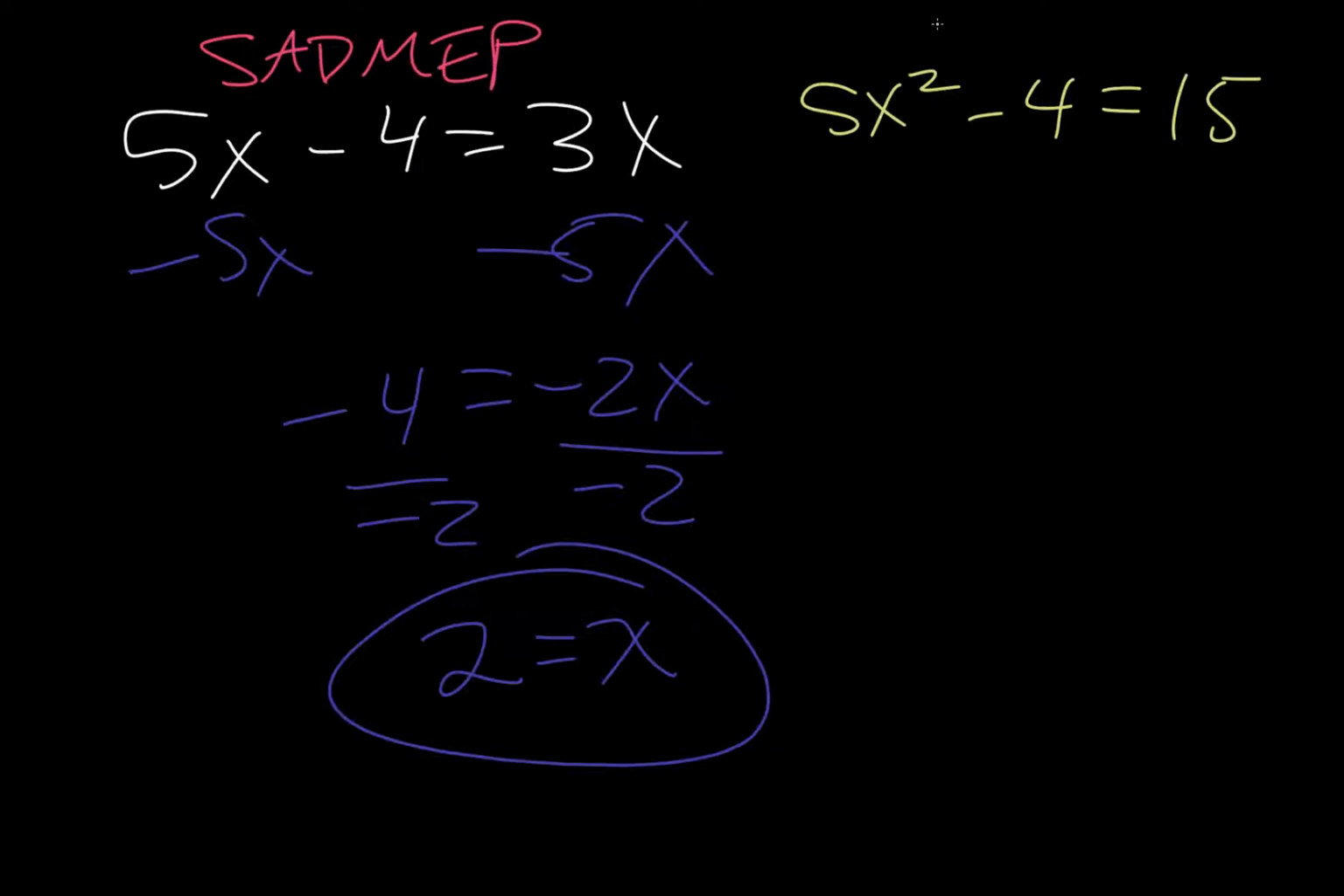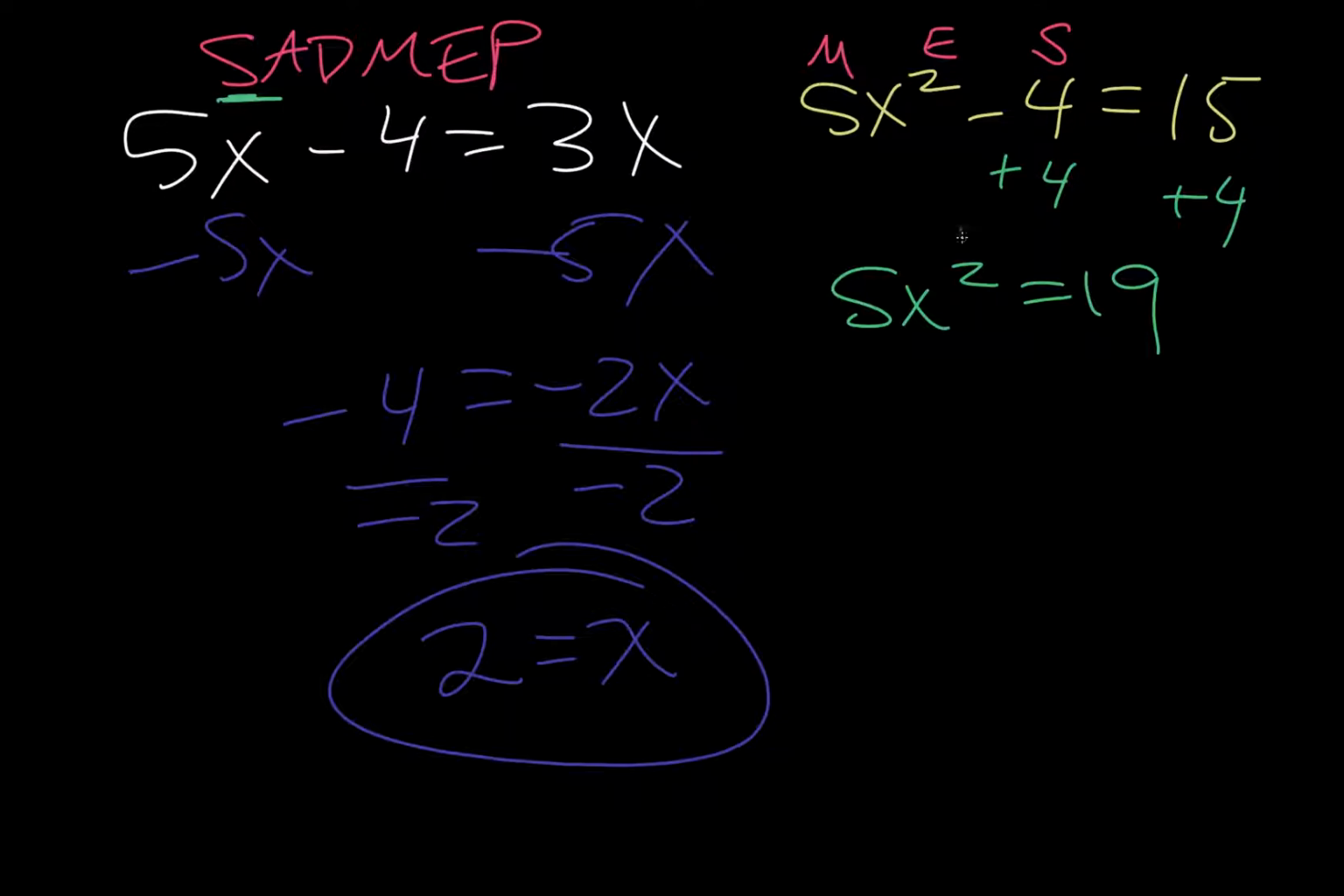Now, this is considered an exponent. This is considered multiplication because it's multiplied by x. And then this is subtraction. So once we identify how they're interacting with x, we check to see which one comes first. So subtraction, to undo subtraction, we add 4. So we have 5x squared equals 19.